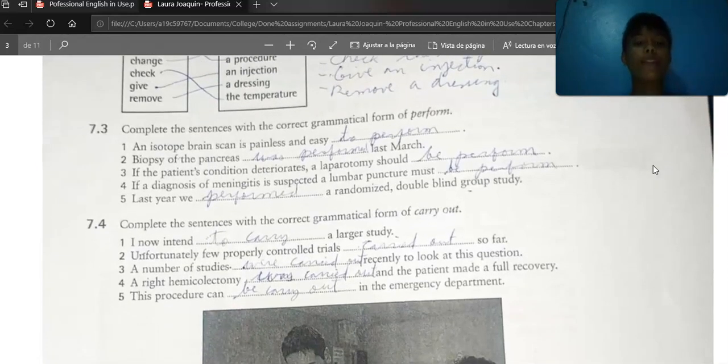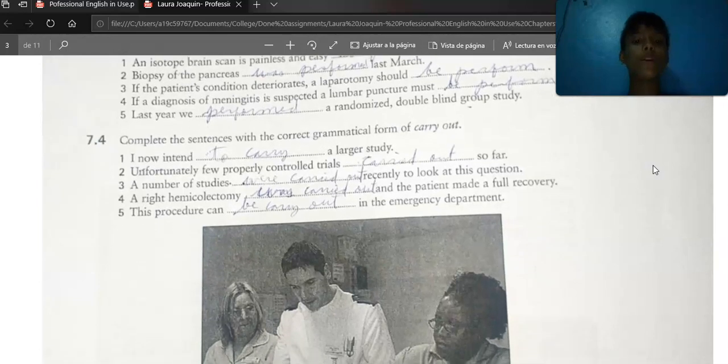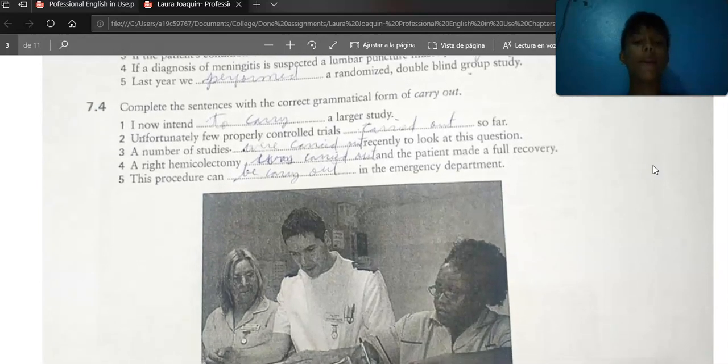An isotope brain scan is painless and easy to perform. Biopsy of the pancreas was performed last March. If the patient's condition deteriorates, a laparotomy should be performed. If a diagnosis of meningitis is suspected, a lumbar puncture must be performed. Last year, we performed a randomized double-blind group study. Complete the sentences with the correct grammatical form of carry out.